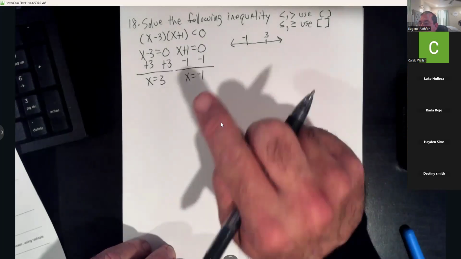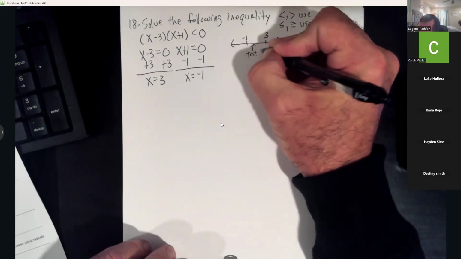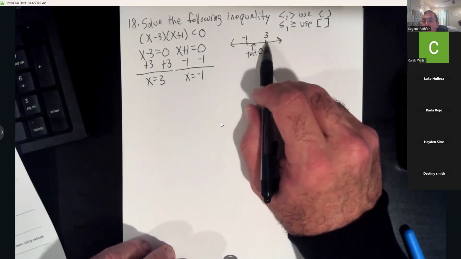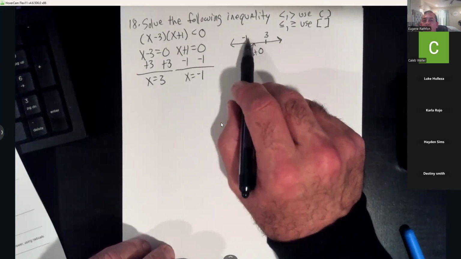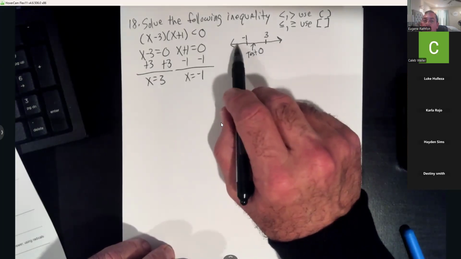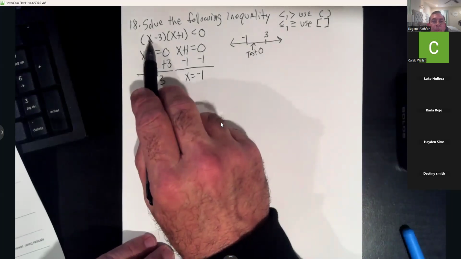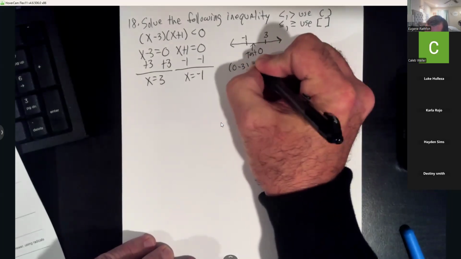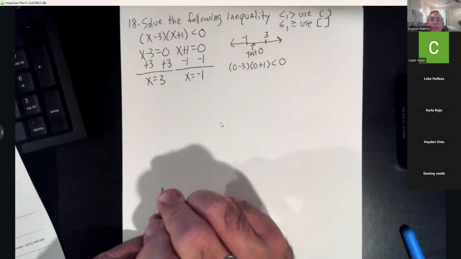Now, the test point I always use is 0. I'm going to test 0, which is in between -1 and 3. If 0 is true when I plug it into this, I'm going to shade between -1 and 3. If it's false here, then I'm going to shade the two outer edges. So to test 0, I'm going to put a 0 in for those x's. So 0 minus 3 times 0 plus 1 has to be less than 0.